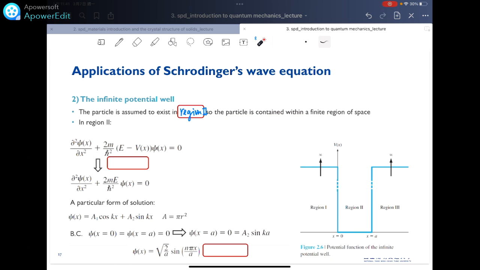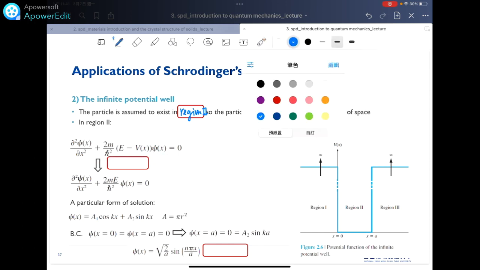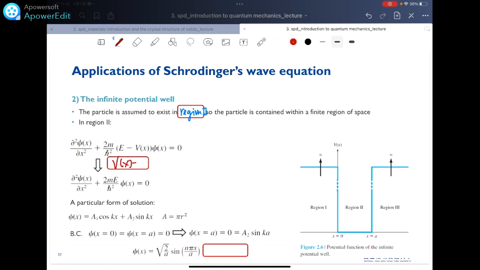And then back to this equation, in region 2, V(x) is equal to 0. And then we can have this equation come out. And of course, the particular solution of this equation is written here. We consider the cosine and sine. This is also knowledge that comes from engineering mathematics. So if you don't understand, you can go back to check.